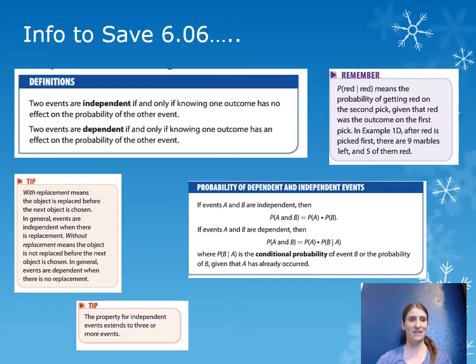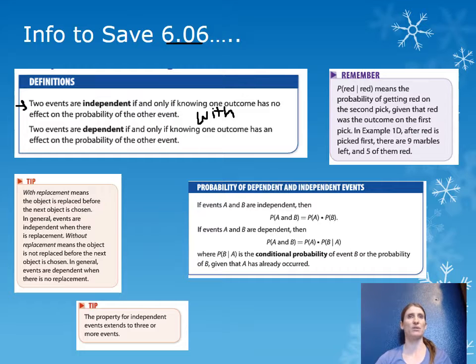All right, last section here, 6.06. Here's your information to save page. 6.06 is very similar to 6.04, with and without replacement. But now we have these words called independent and dependent. Independent means that it's not going to depend on what happens in the first one. Okay, so this would be with replacement, you can think of it as. So you're going to put it back in, or it doesn't matter.